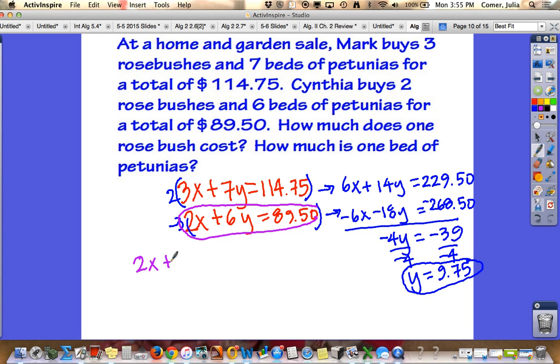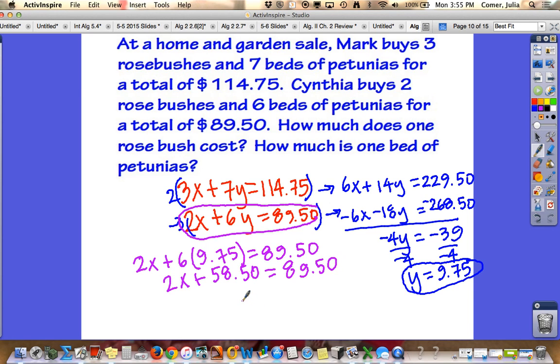So 2x plus 6 times 9.75 equals my 89.50. Okay, now I'm just solving, and I end up with 2x plus 6 times 9.75. It's going to give me 58.50. And that's equal to 89.50. And when I subtract 58.50 from each side, I get 2x is equal to 31. So x ends up being $15.50.